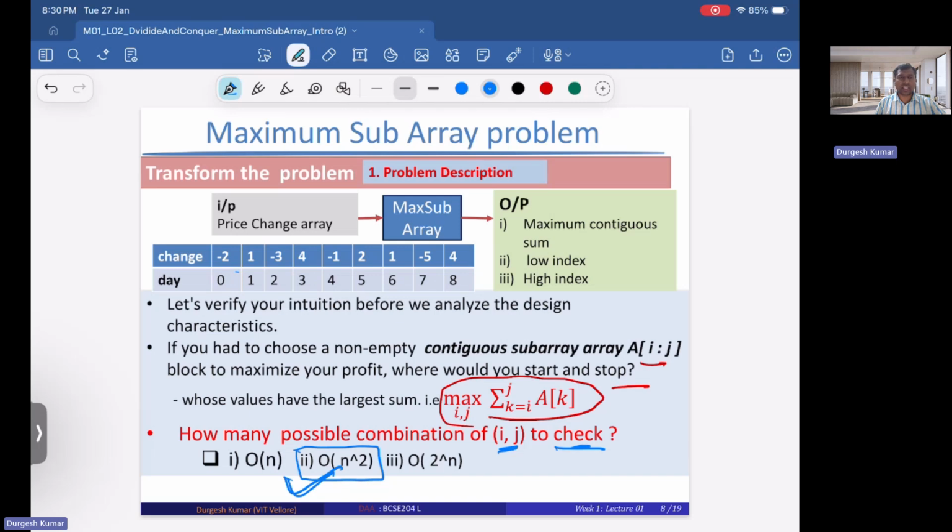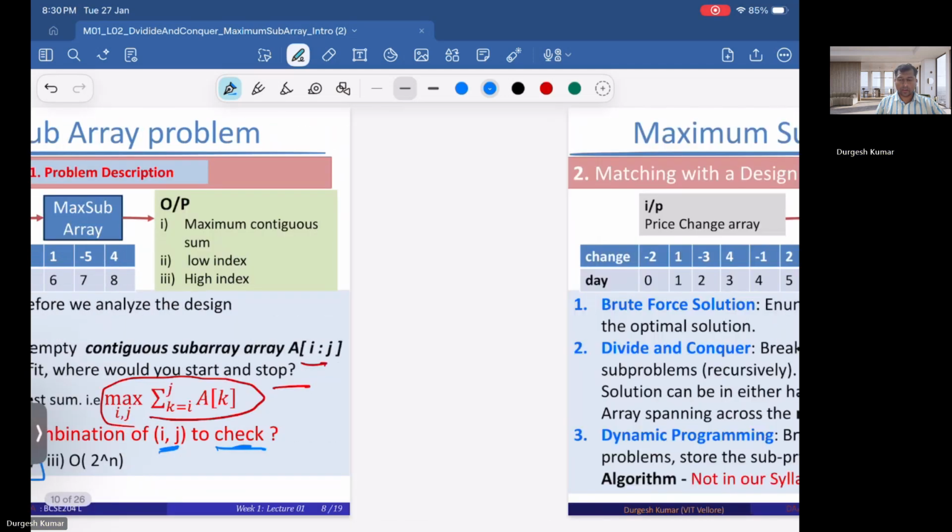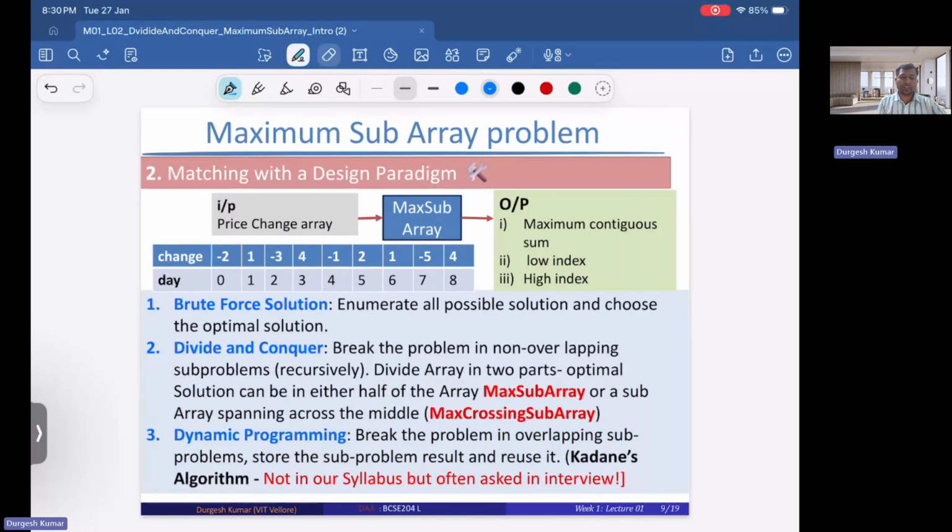So can we do better than n squared? What do you think? Our approach can be classified into three categories. The brute force solution that we have just seen, to enumerate all possible solutions of i, j and choose the optimal solution. Another solution is based on divide and conquer. We are going to break the problem into non-overlapping subproblems. We have to do this recursively until the problem is small enough to solve directly.